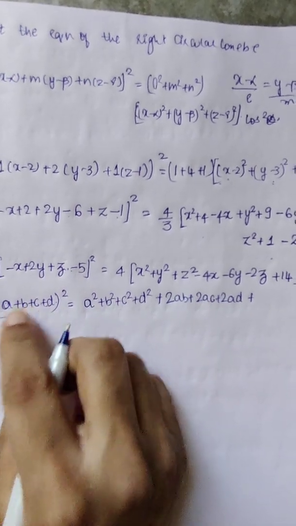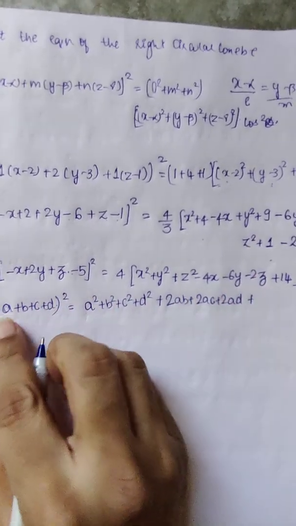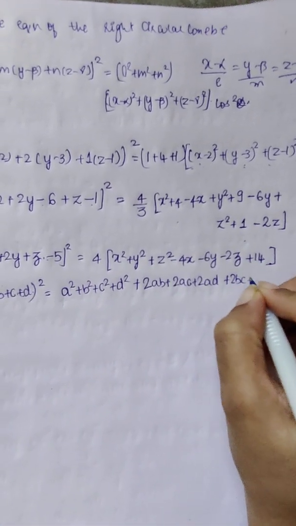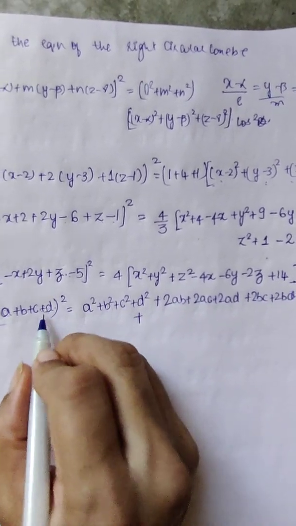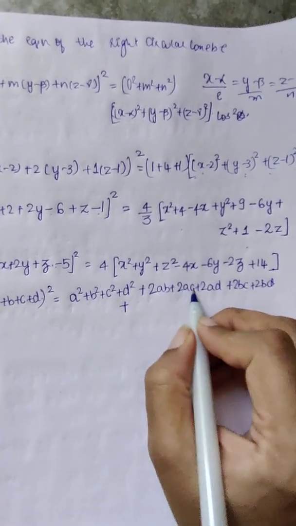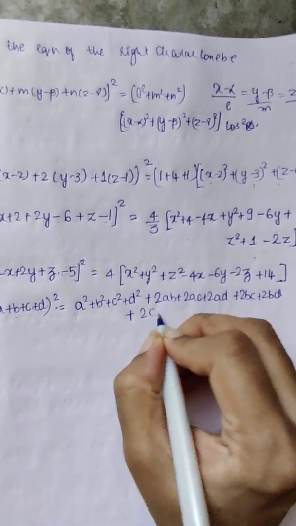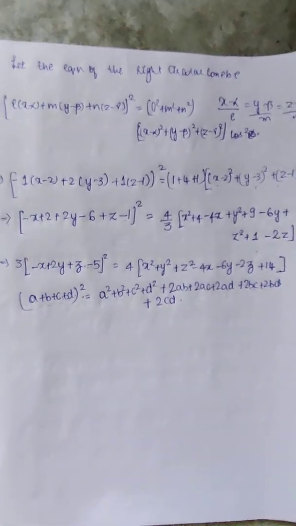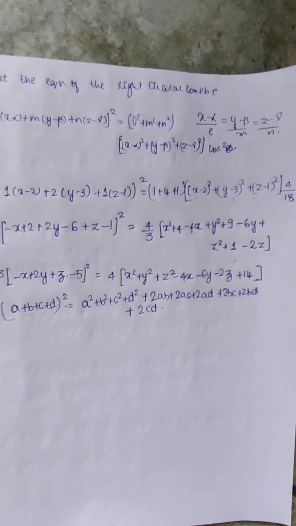Then b multiplied with the rest of them. b into a is already done, so I'm not going to calculate that. With the rest of the terms, I'll start calculating bc: 2bc plus 2bd. Then the next one would be c with the rest of the terms. ca is done, cb is done, cd. So 2cd. d is multiplied with each and every term. So this is the expansion of a plus b plus c plus d whole square.